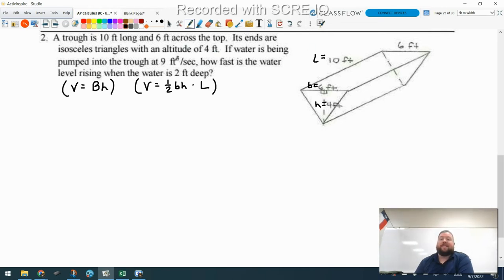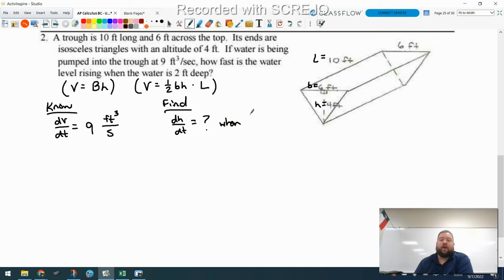If water is being pumped into the trough at 9 feet cubed per second, all right, this is what we know. We know dV over dt is equal to pumped into the trough, positive 9 feet cubed per second. How fast is the water level rising? So here's what we want to find. Water level is height, so the rate of change of the height, dH over dt, is our question mark when the water is 2 feet deep. So when h is equal to 2 feet.